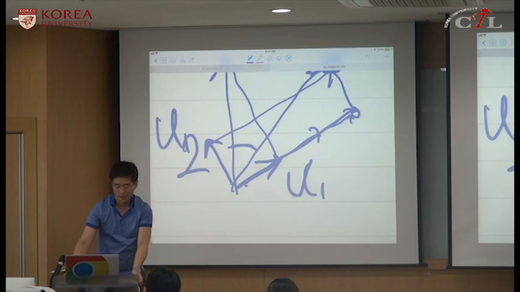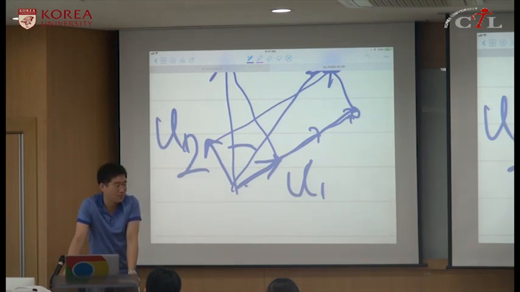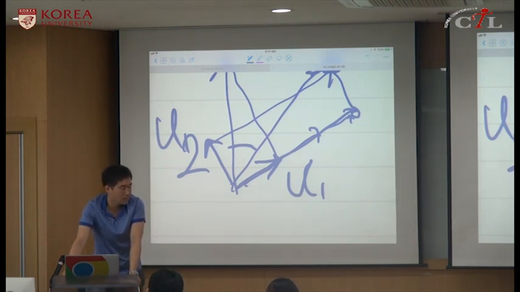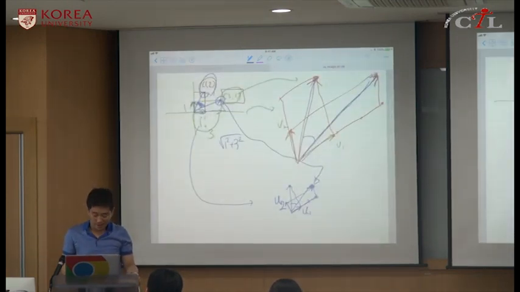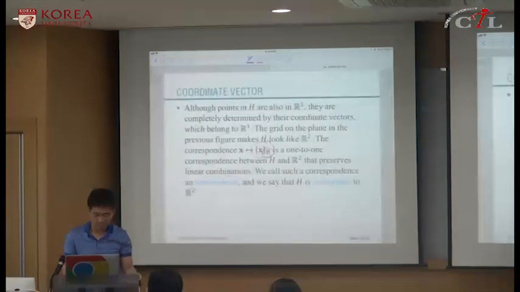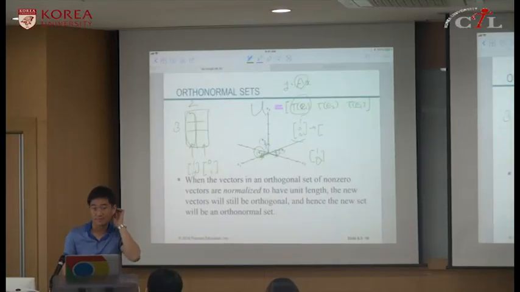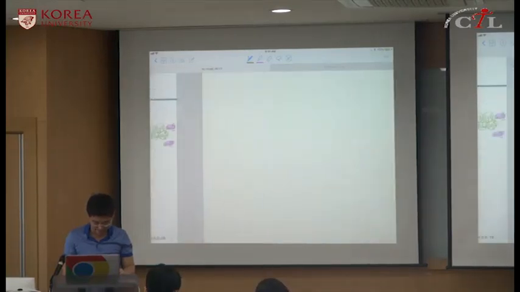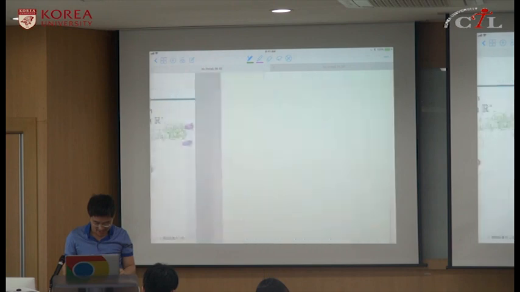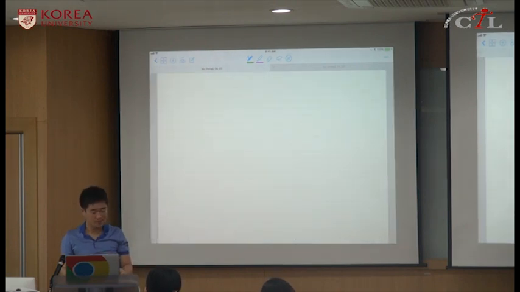Okay, so that is, hopefully, an interesting geometric interpretation or understanding of the matrix transformation with orthonormal columns. Any questions? Okay, so that's it for the second chapter.